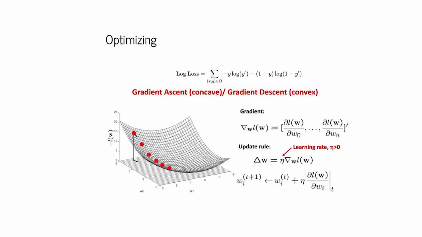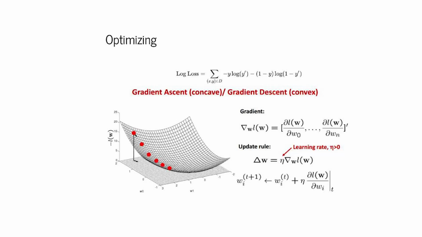Well, we're basically trying to reduce the log loss, which is minus y log y dash minus 1 minus y log 1 minus y dash. Now, y represents our true class and y dash represents our predicted probabilities. Now, this loss function is basically a concave function if we want to use gradient ascent to solve the problem, or a convex function if we want to use gradient descent to solve the problem.